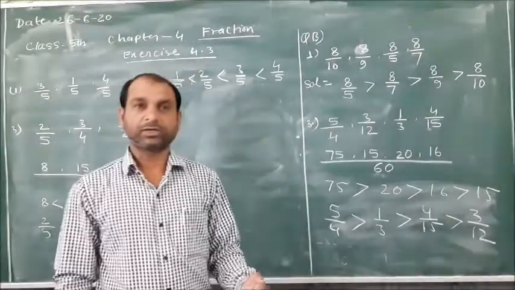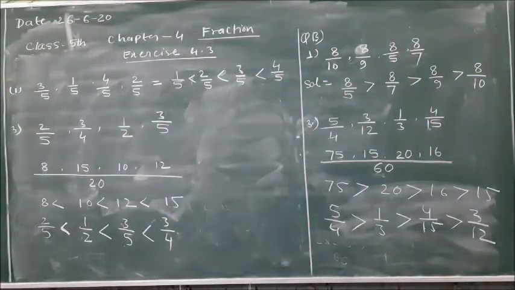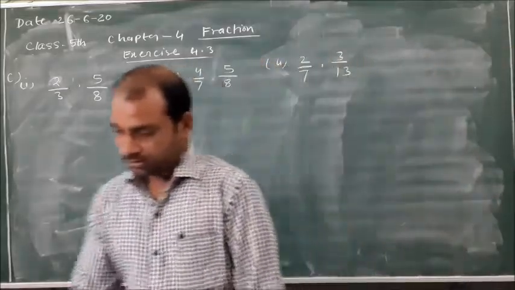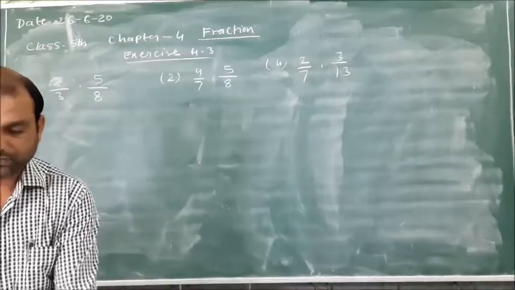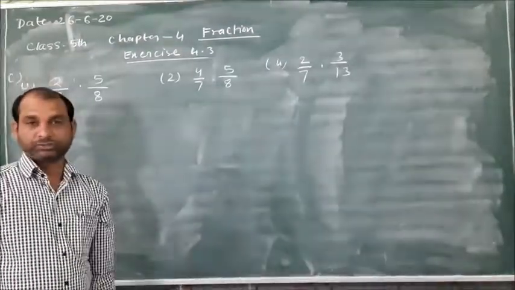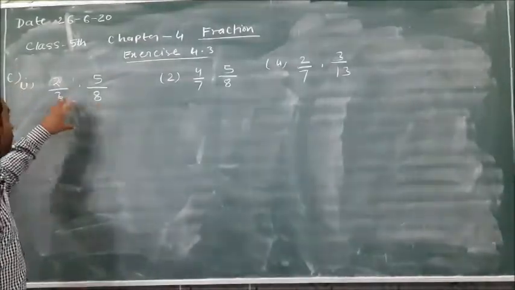Now the next question, question number C. Now dear students, question number C is: compare each pair of the following fractions by cross multiplication.